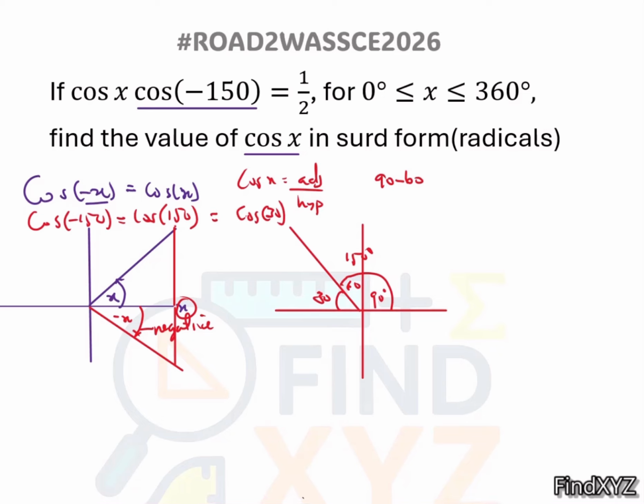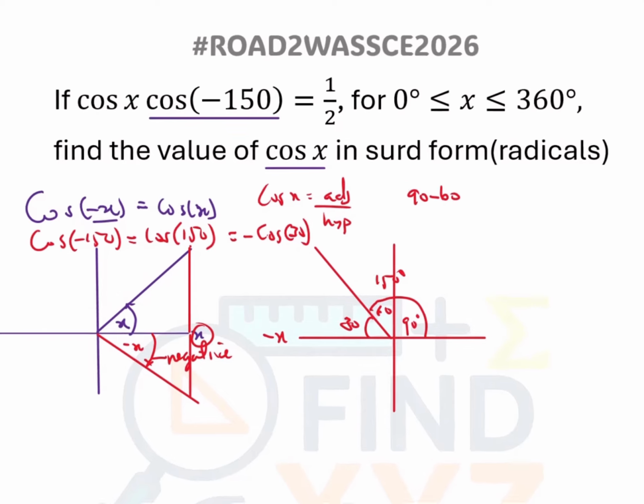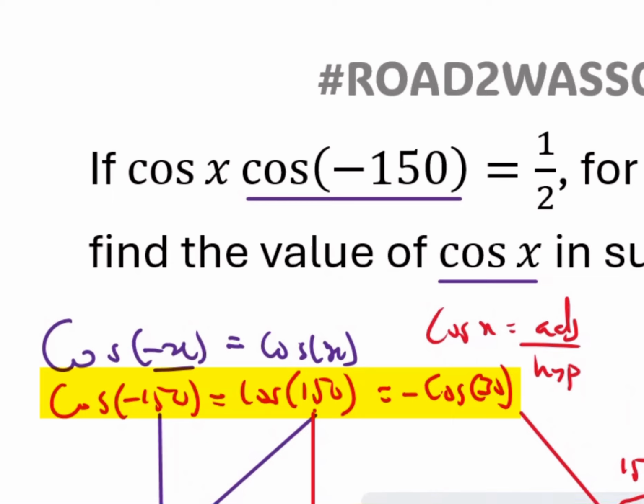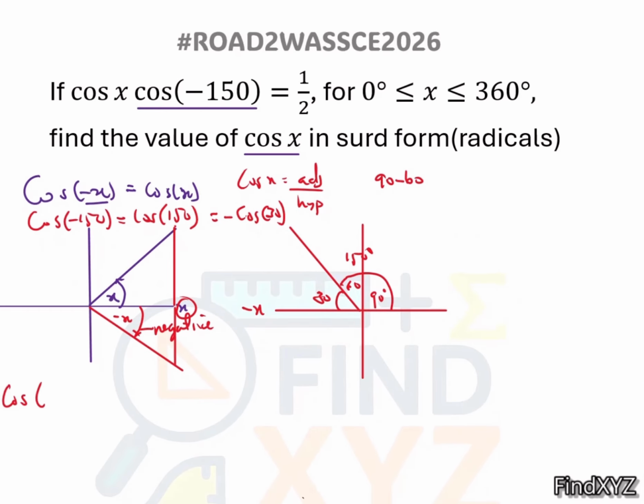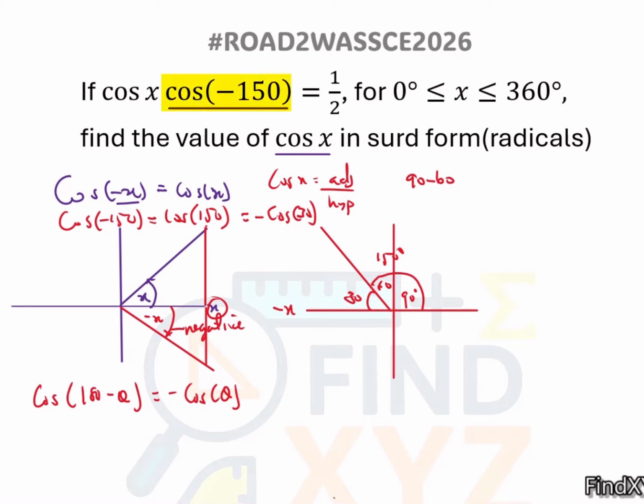But watch this. In this quadrant, x is negative, and since cos is associated with x, we have to negate this. So we can say that cos of negative 150 is the same as cos of positive 150, and it's also the same as negative cos of 30. So we can generalize that cos of 180 minus theta is equal to negative cos theta. Take note of that. That is what I'm using. So in place of cos of negative 150, I am going to use negative cos of 30.